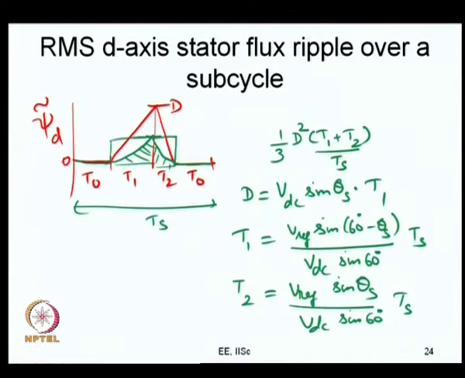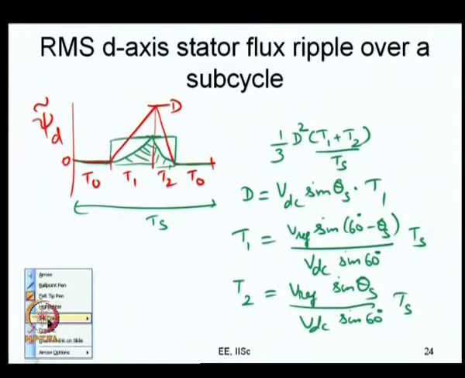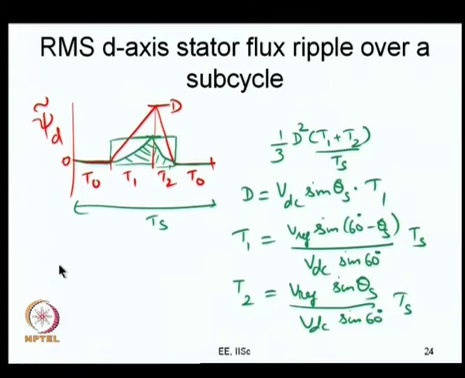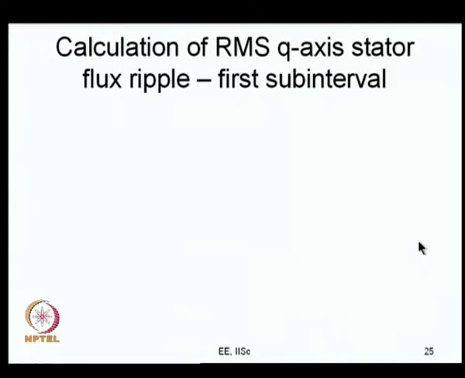So, you can see that everything is a function of just 3 quantities: V reference, theta s and Ts. So, the entire thing is a function of V reference, theta s and Ts. So, this is the RMS d axis stator flux ripple. The RMS q axis current ripple is a little more complex, but let us not worry, we will do that. You will see that once again the RMS q axis current ripple also would turn out to be a function of V reference, theta s and Ts. So, let us just get started now.